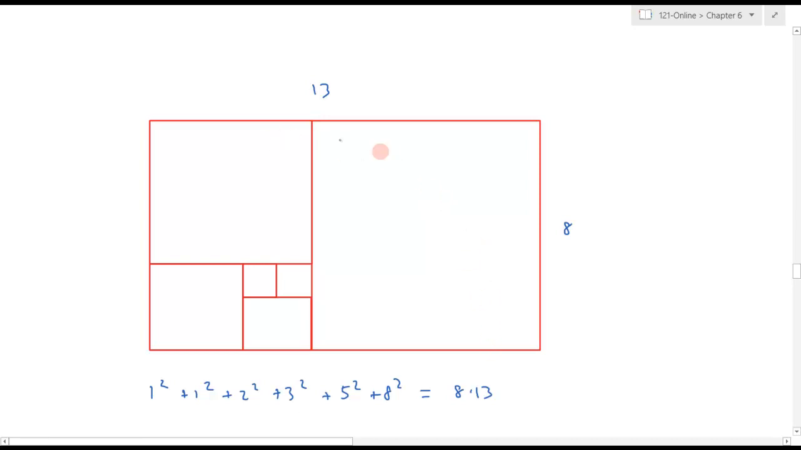Another thing you can do with this golden rectangle is if you connect the corners of each of these squares with a curve. It'd be nice if I could draw this a little better. I'm not the best artist in the world. But as you do that, you can see that you're getting a spiral.